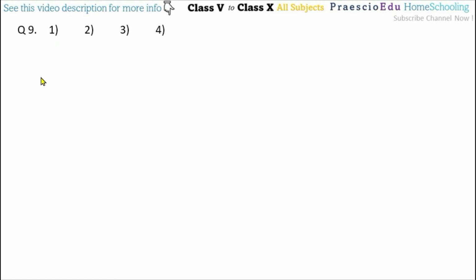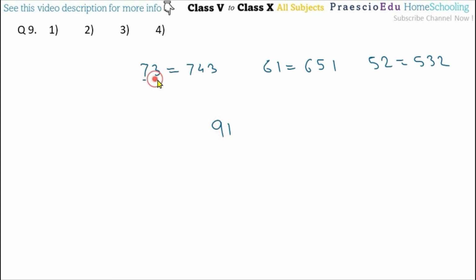Then question number 9. In a code, the number 73 is written as 743, then 61 is written as 651, then 52 is written as 532. Then how will you write the number 91? So in this one, the 7 and the 3, these two digits are always kept as it is, but in between them the difference is added.